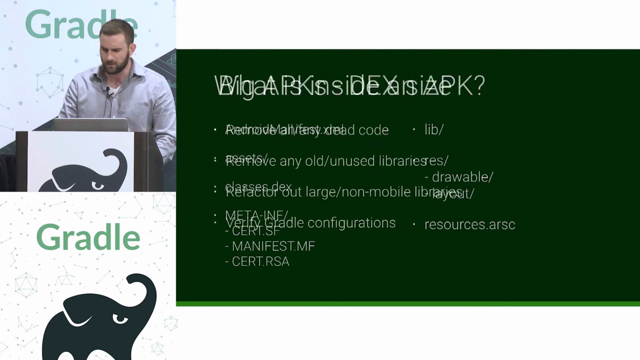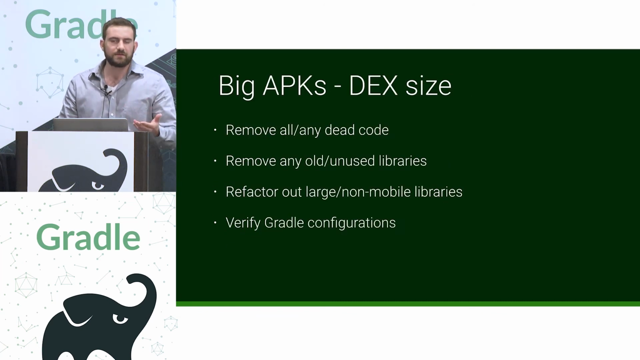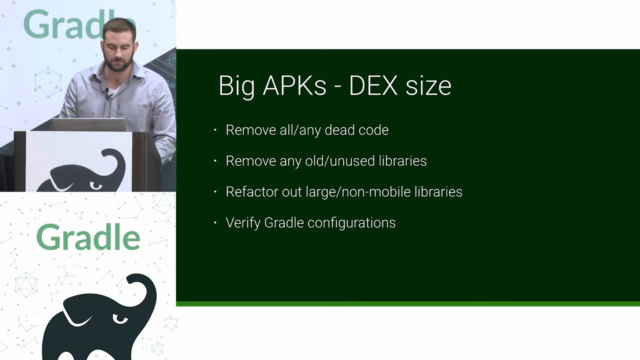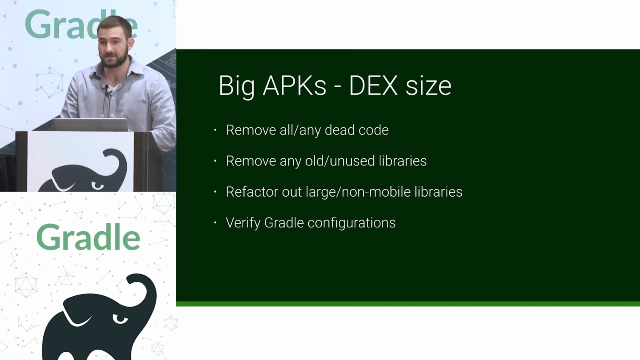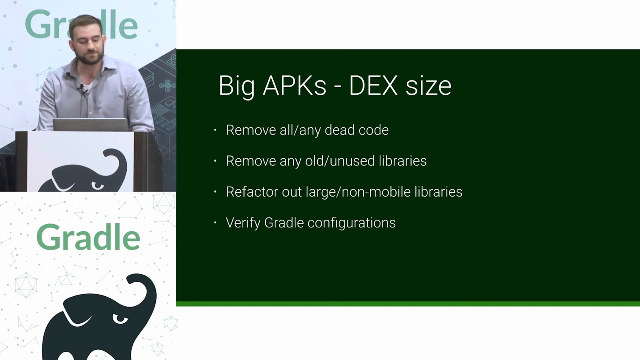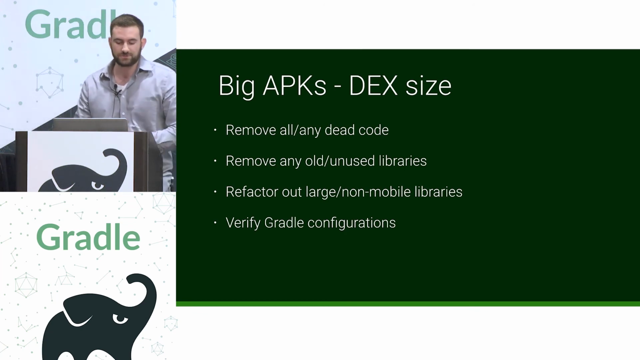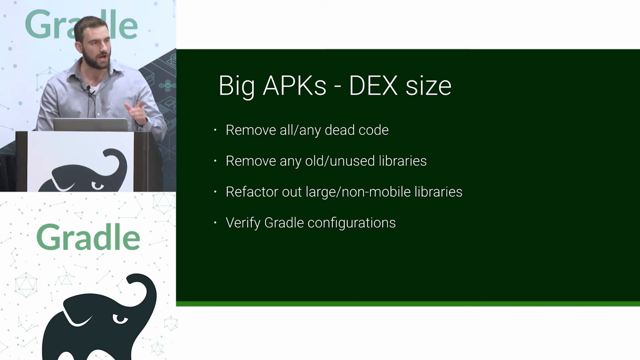So moving on. So big APKs, let's focus on DEX size. Just low-hanging fruit, we want to go through our application and really remove any and all dead code, which should actually never get in there in the first place, right? We also want to remove any old and unused libraries, as well as factor out any large non-mobile-first libraries. And then one important thing I see on Stack Overflow quite often, and what I actually saw in one instance in our build when I first joined Yammer, was to make sure our Gradle configurations were scoped correctly.